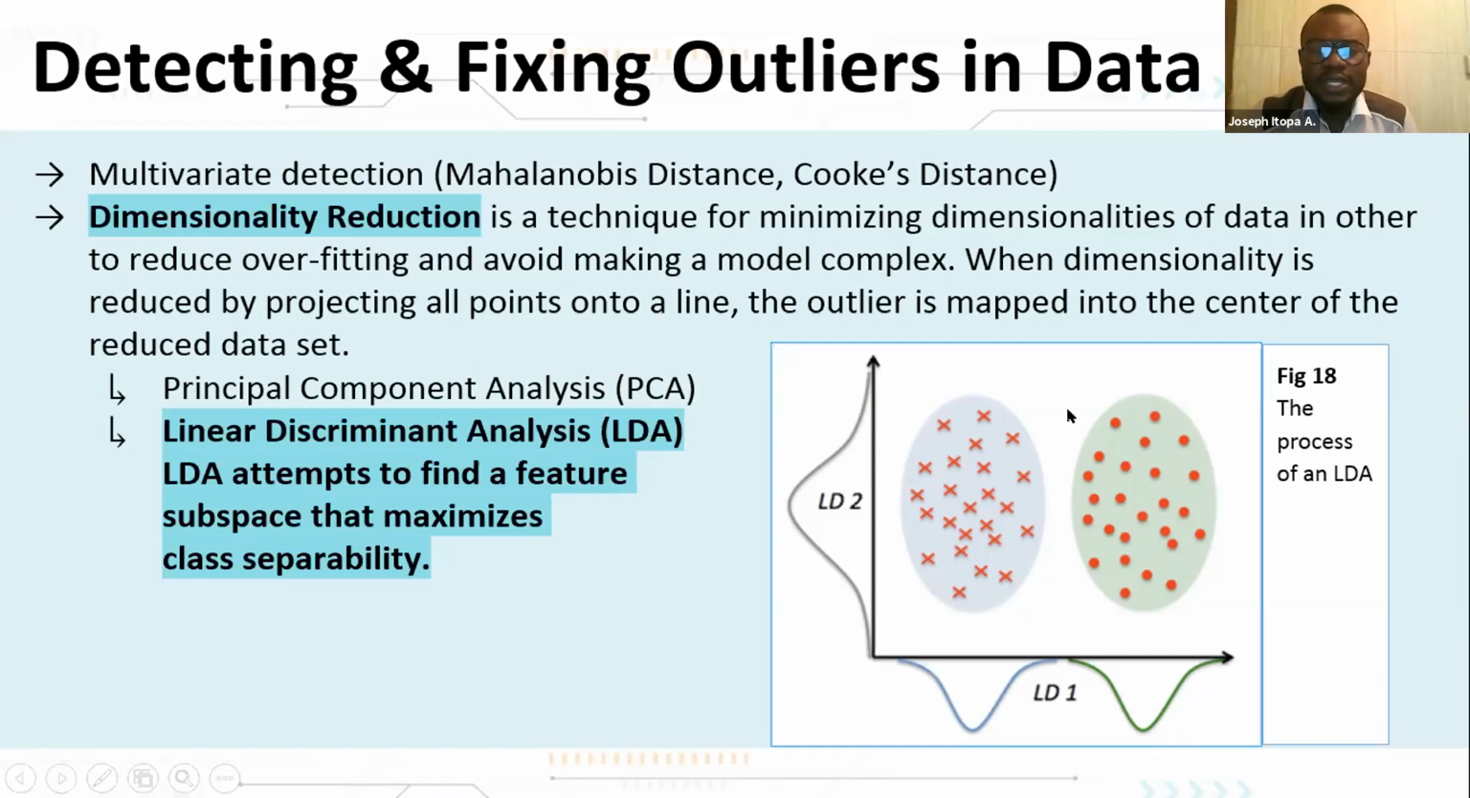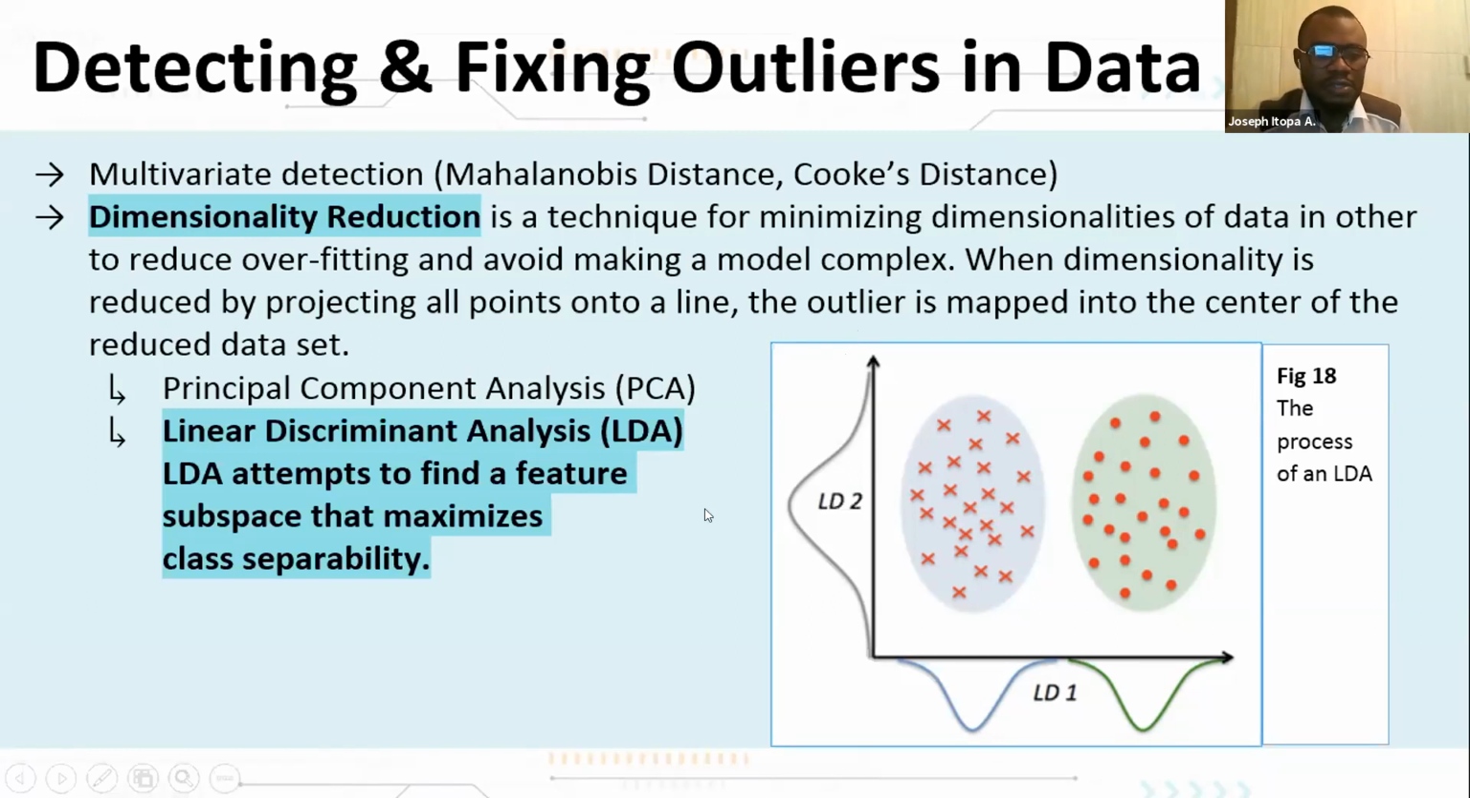What am I trying to explain here? LDA attempts to find a feature subset that maximizes class separability. It is all about separating the classes. Remember I told you, when you have features in structured data, imagine structured data on your Excel sheet. The vertical columns on your Excel sheet are the features. The rows are the classes. Now, how do we separate those classes when you have them under different features? That is where linear discriminant analysis helps us. And it's not just helping us separate those classes, it's also helping us to detect outliers. That is the number one priority of LDA.